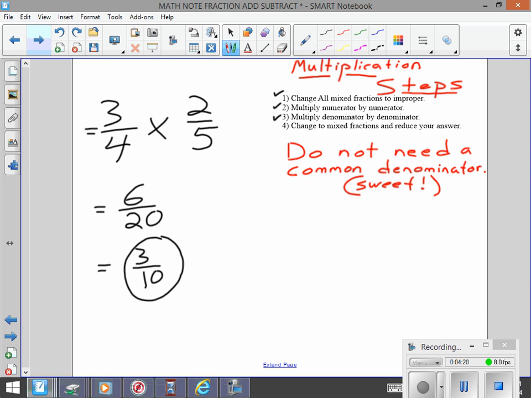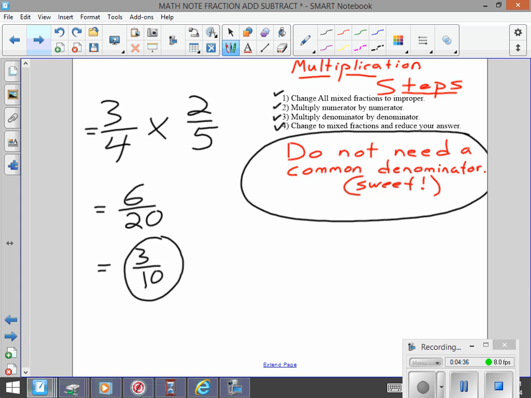Oh, and the great part about this is, unlike adding and subtracting, where you do need a common denominator, here you do not need a common denominator. So that saves you a step. It's a big step too. So that's pretty sweet. I think it's going to be much quicker.